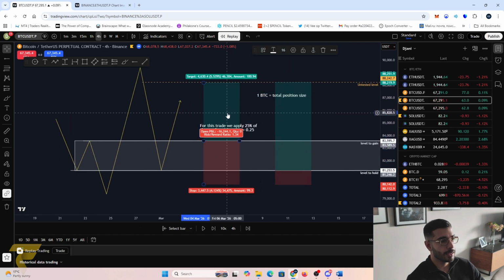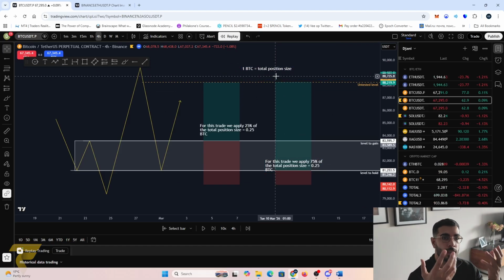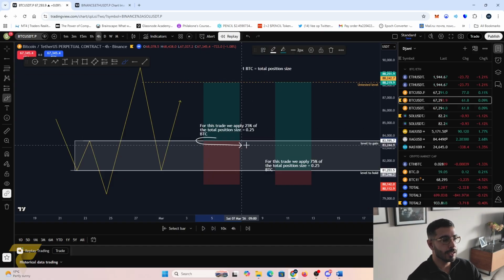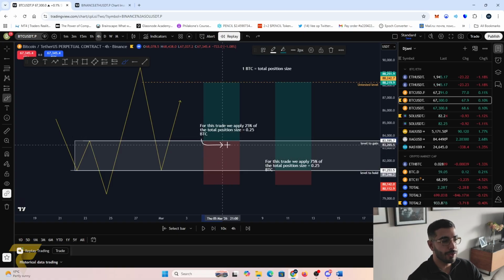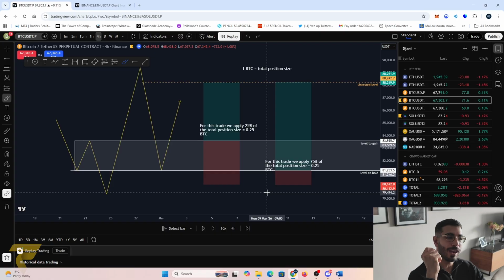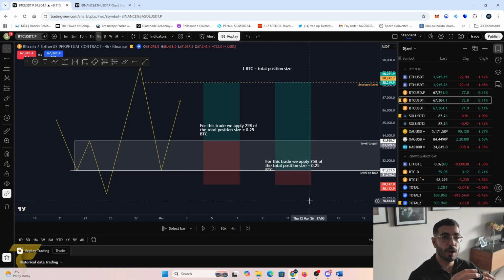However, in this case, for this trade, we apply 70%. We apply the remaining position size that we have because we were planning to play this zone with 1 single Bitcoin. However, we are dividing the risk. You need to understand that, of course, in this case, the distance between the entry and the risk or your invalidation is quite large. So you need to lessen the risk. However, in this case, you see that the distance is much smaller, which is much more advantageous as well.